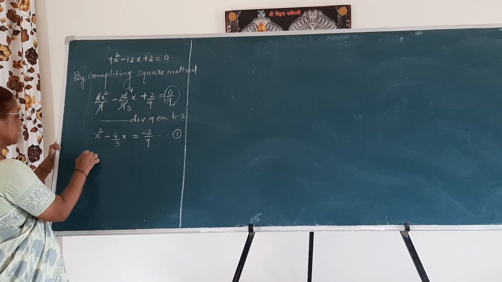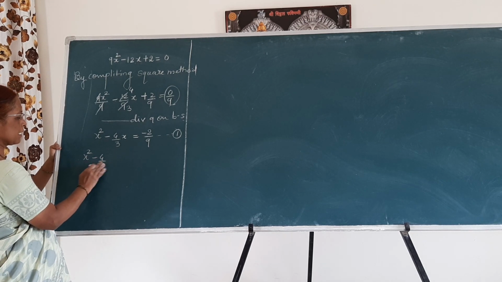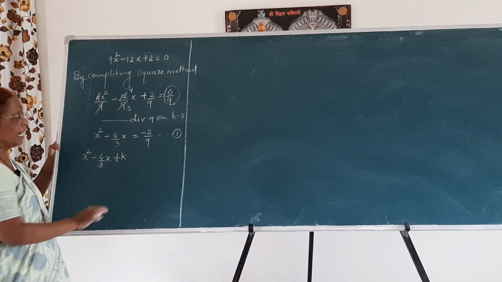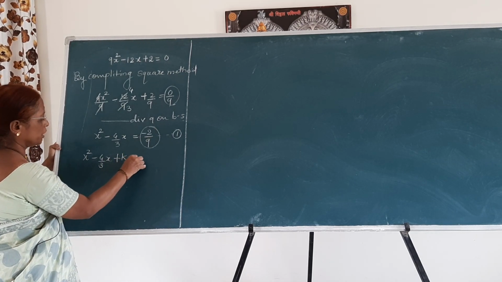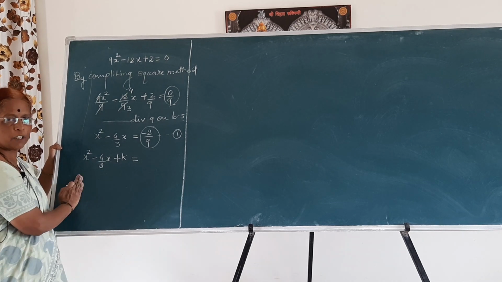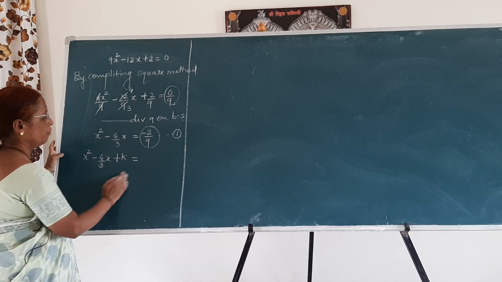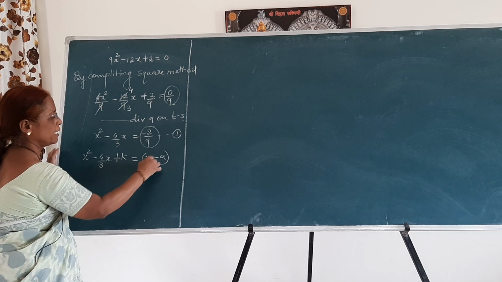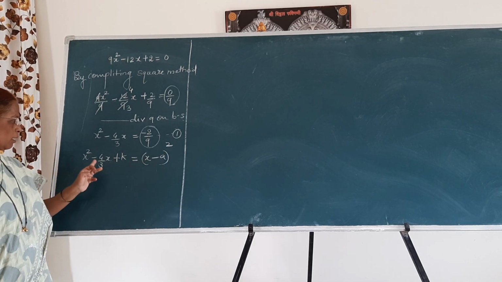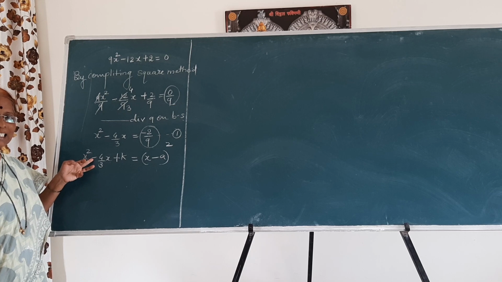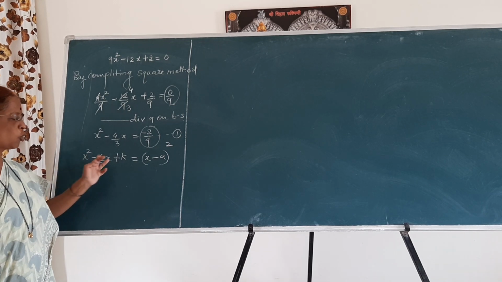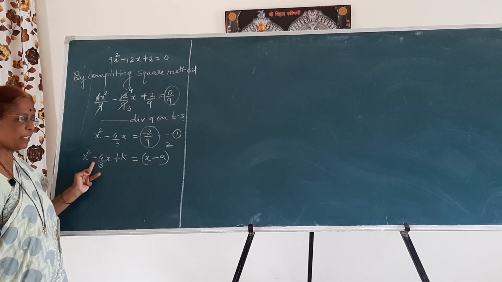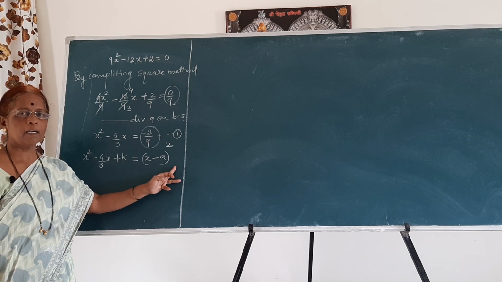Now x square minus 4 by 3x. Here we have to introduce k, and we are not going to consider this much portion. Instead, as we got this quadratic equation, we have to put here either x plus a bracket square or x minus a bracket square. It depends on the sign of the middle term. As the sign of the middle term is negative, you should write here x minus a bracket square. If it is positive, you can write here x plus a bracket square.